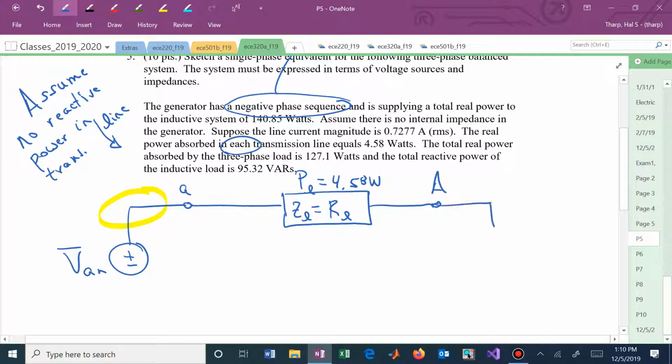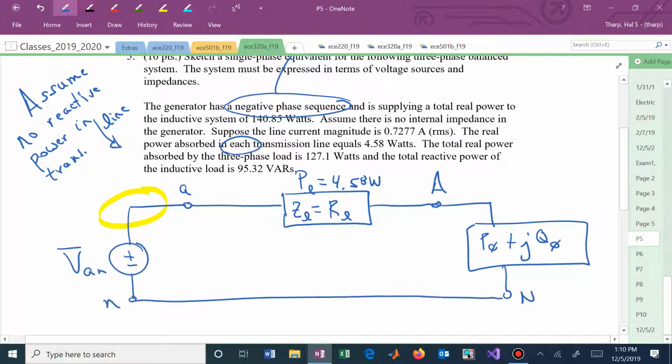There's A. And now they tell me that the total real power absorbed by the three-phase load is 127. So I have some P sub phi plus J Q sub phi over here. I now need to find those values, R sub L, Z sub load, based on P sub phi and Q sub phi, and my voltage at the generator. And I was told that this had a magnitude I sub AA, and that's in RMS.